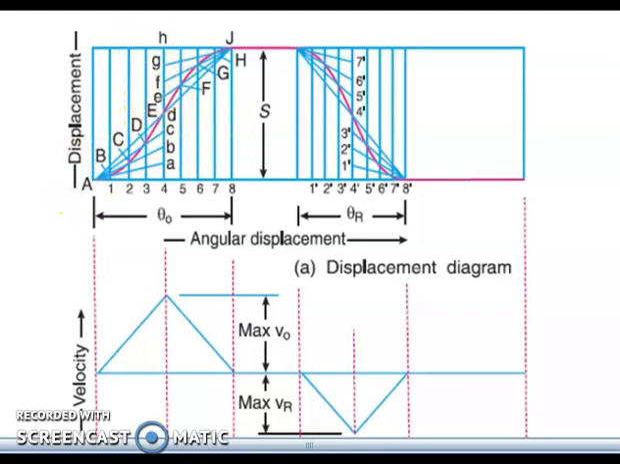Now take the center line. Divide the center line also into 8 equal parts. So A, B, C, D, E, F, G, H. And again you can see 8 equal parts. Now join the center point and the 2 corners. So join A H passing through D.